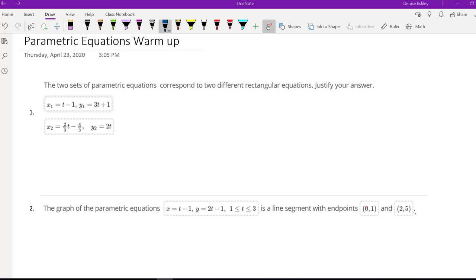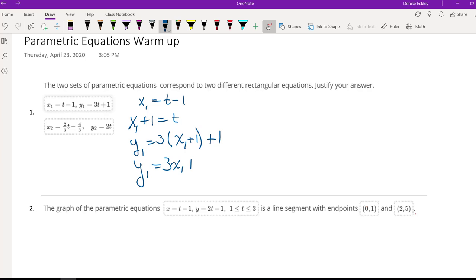So taking the first equation, x1 equals t minus 1, and if I solve that for t, I get x1 plus 1 equals t. Now I can substitute that in my y1. So y1 is going to equal 3 times (x1 plus 1), and then of course we have the plus 1. And when we simplify this, we get 3x1 plus 4. Distribute the 3 and then add the 1. So what we hope is that the second equation will be exactly the same.